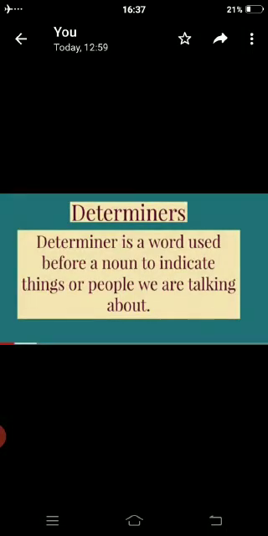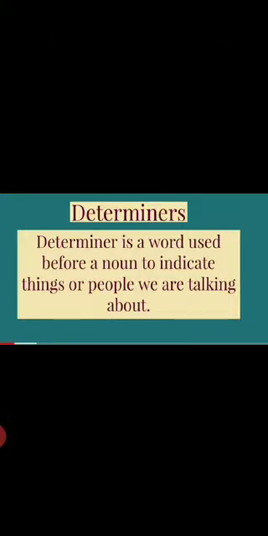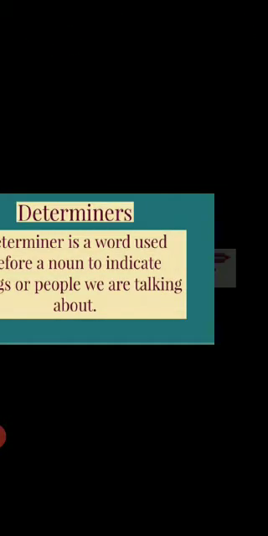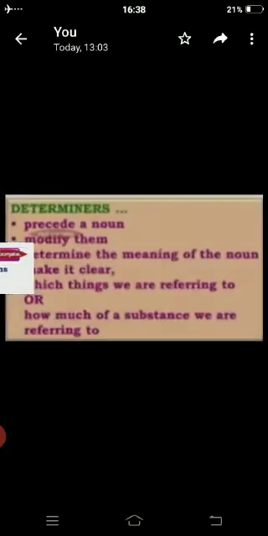Students, a determiner is a word which is used before a noun to indicate the things or people we are talking about. Or we can say determiners are the words which precede nouns. Precede nouns means which are used before nouns only. And these words modify nouns also.